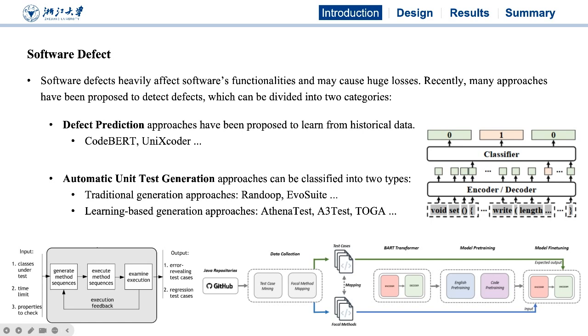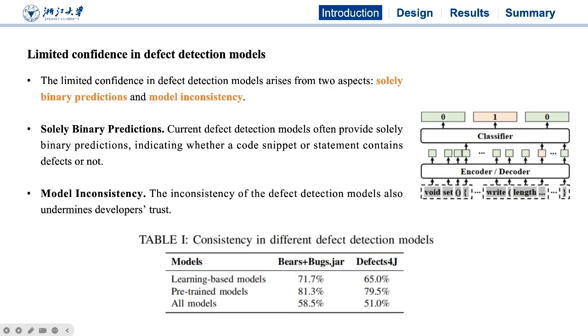They typically rely on historical data and statistical models to analyze code features and predict which parts are more likely to contain defects. The second category involves automatic unit test generation methods. This includes traditional approaches such as Randoop and EvoSuite, as well as learning-based approaches like AthenaTest, A3Test, and TOGA. However, both defect detection and unit test generation methods have certain limitations.